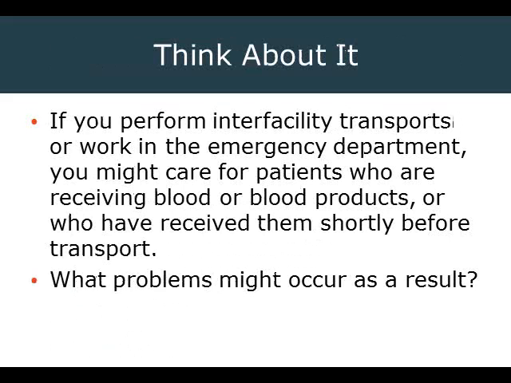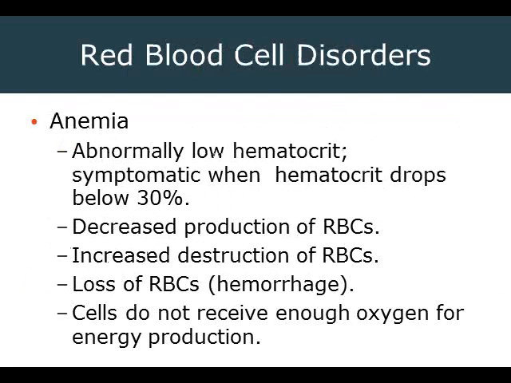So what other problems might occur as a result? Well, remember, if the patient's having a transfusion reaction and cells start to attack other cells, we can very quickly go into some sort of a cardiovascular crisis. We can have some respiratory issues going on. Patients can have a full-blown MI. So anemia. We talked about anemia.